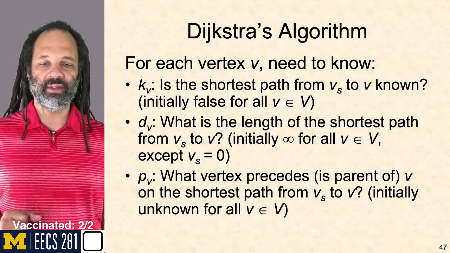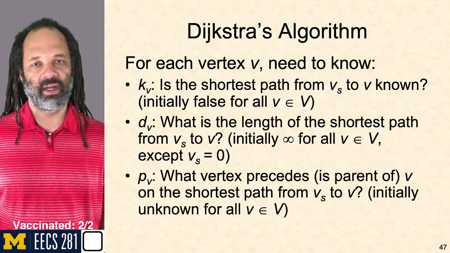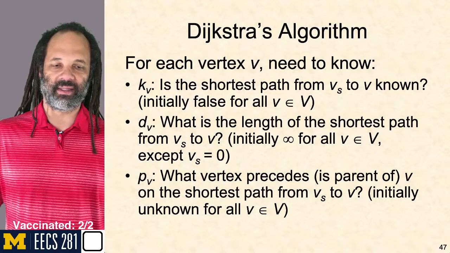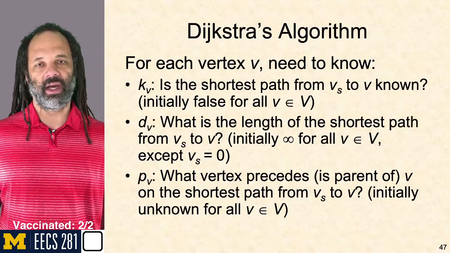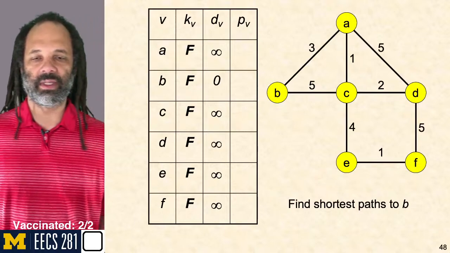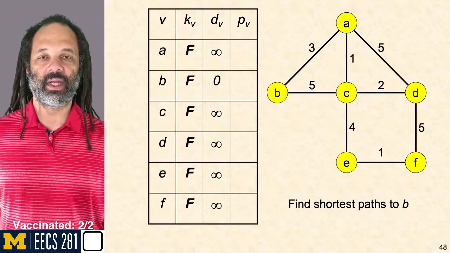P sub V is what vertex precedes it or is the parent of. How did this thing get connected on the shortest path from V sub s to here? So initially that's unknown, just like in Prim's. So we'll start out with something that is similar to how we set up Prim's.